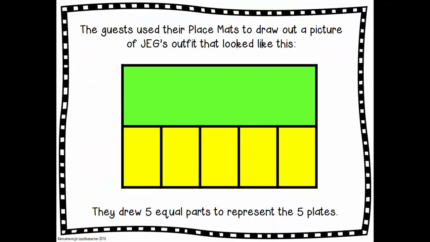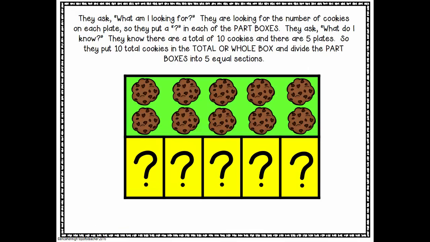The guests used their placemats to draw out a picture of Sag's outfit that looked like this. They drew 5 equal parts to represent the 5 plates. They asked, "What am I looking for?" They are looking for the number of cookies on each plate, so they put a question mark in each of the part boxes. They ask, "What do I know?" They know there are a total of 10 cookies and there are 5 plates, so they put 10 total cookies in the total or whole box and divide the part boxes into 5 equal sections.